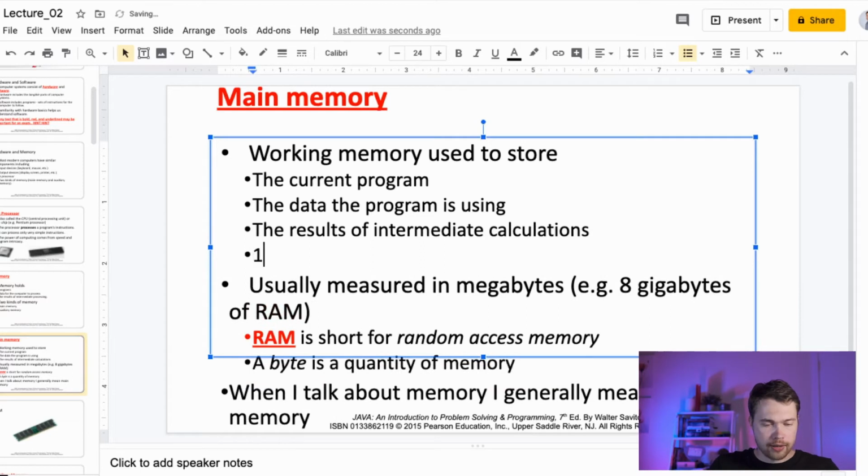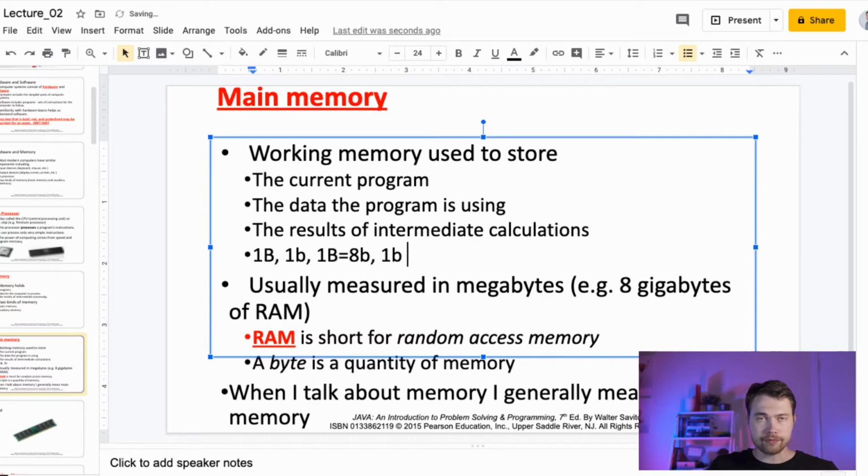Okay, so 1 byte is usually spelled with a capital B, right? Now, there is also another unit of measurement of memory, which is called a bit. It's usually spelled 1b with a lowercase b, right? And 1 byte is equal to 8 bits, okay?